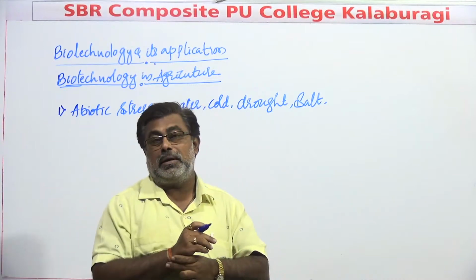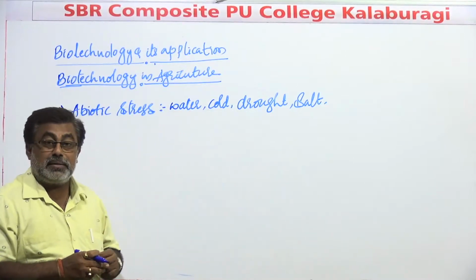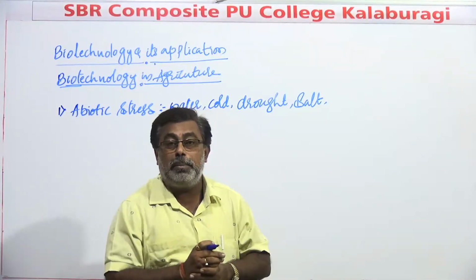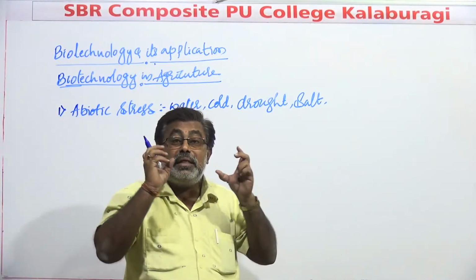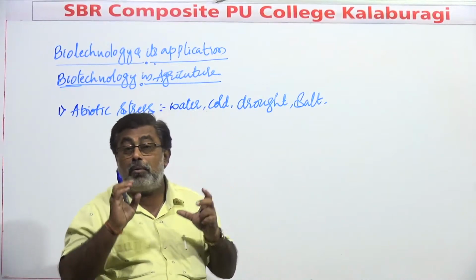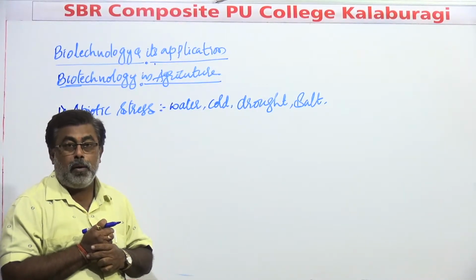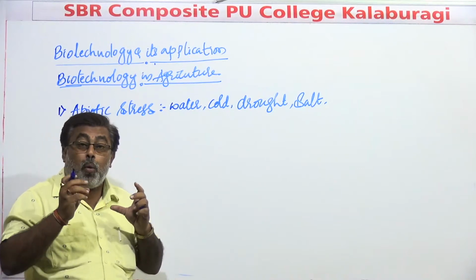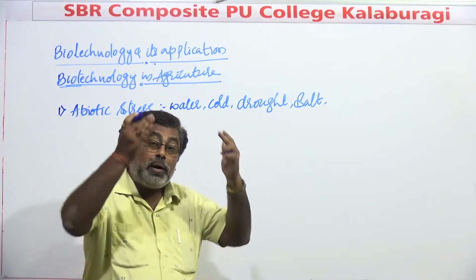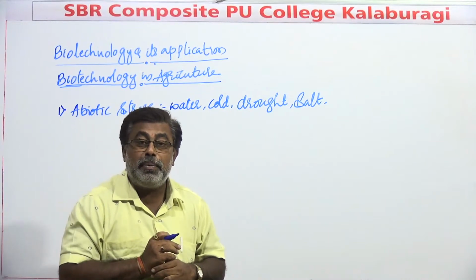By these stresses, the yield will decrease. Earlier, when there was excess of water, the crop would die. During this period, the plant will be dry, and then the yield of the plant will decrease.